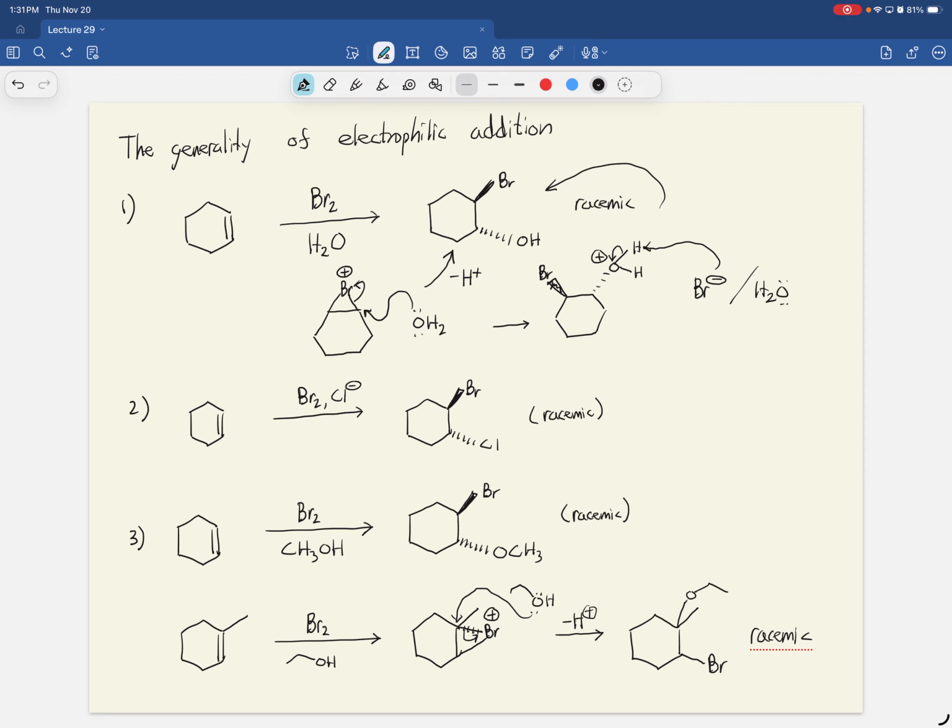Does anyone want me to go over the mechanism again? I know it's a lot of steps, but just think how the epoxide opened. It's very similar to that, the rest of the steps. So we have a cyclic, very strained ring with a positive charge, that will cause the intermediate to be very unstable.